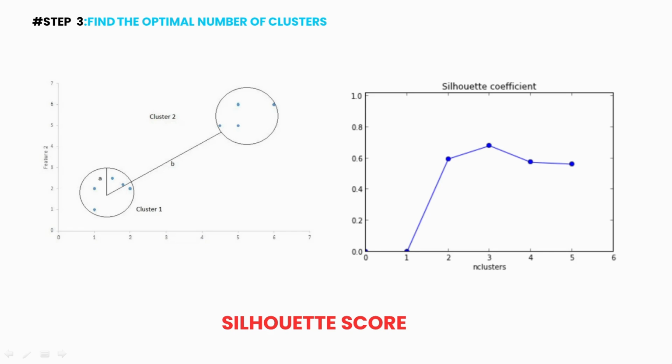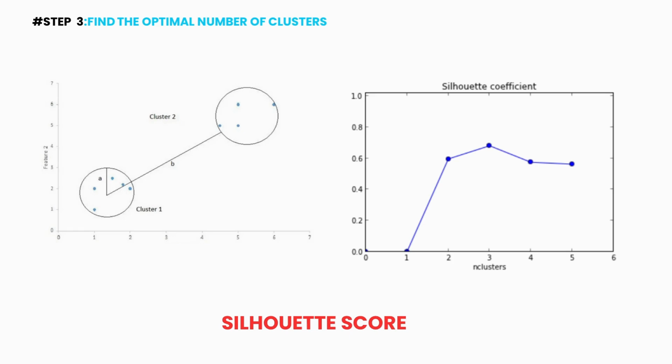After applying k-means, we need to determine the optimal number of clusters for our penguin dataset. To do this, we'll use the silhouette score, a metric that measures how similar an object is to its own cluster compared to other clusters. The silhouette score ranges from -1 to 1, with a higher score indicating well-clustered data points. For more detailed information about the silhouette score, you can visit the silhouette score documentation on the Scikit-Learn website.